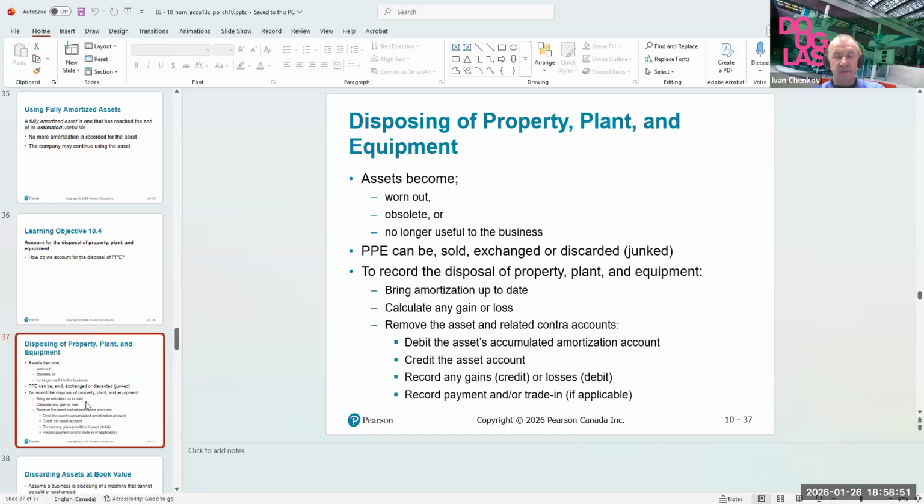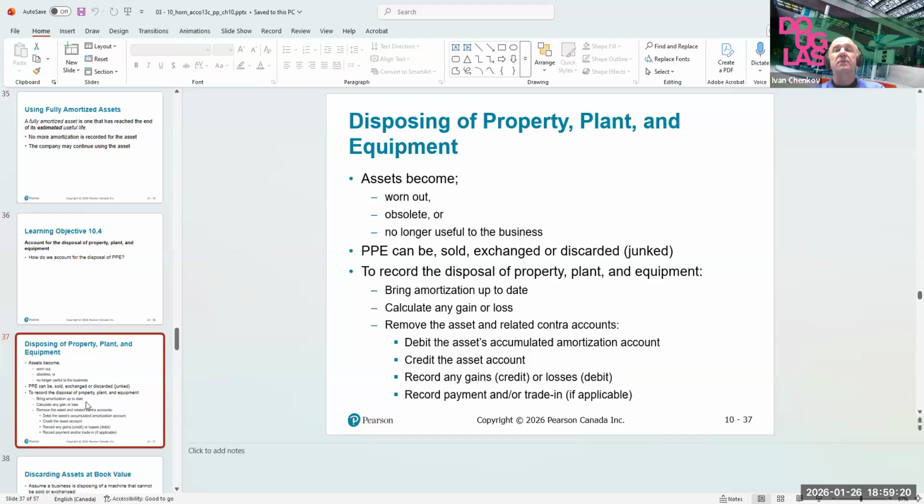January 31st, 2026, first thing that we have to do is to see, most likely if the year end is December 31st, 2025, the amortization was updated. Then we have to show the amortization expense for 1 month, the month that we used the asset in January, and put it as accumulated amortization.